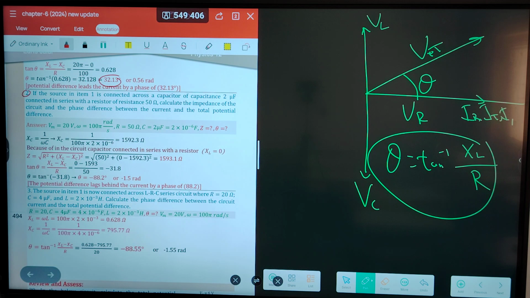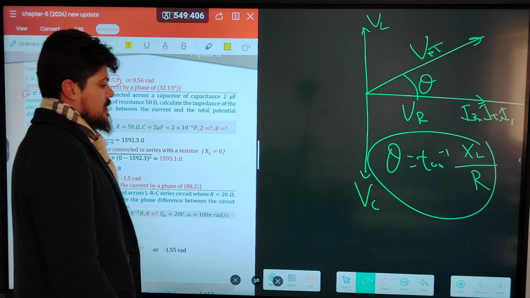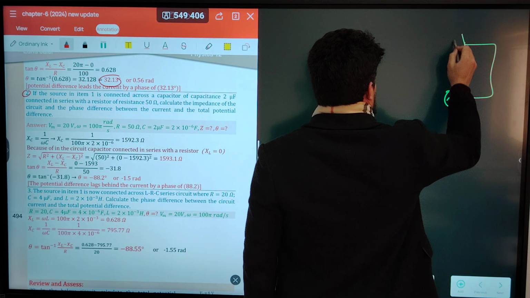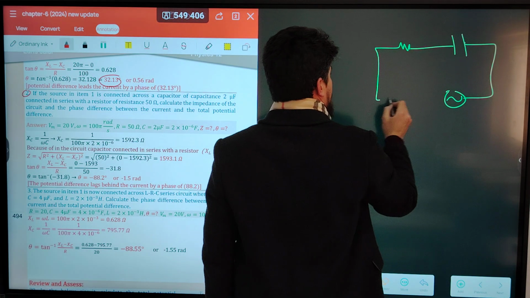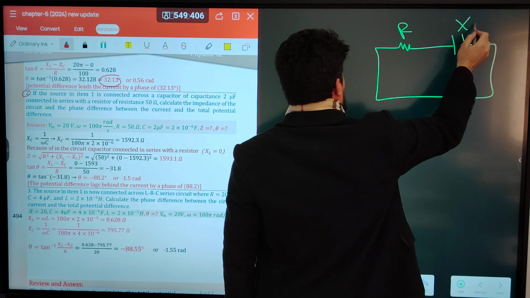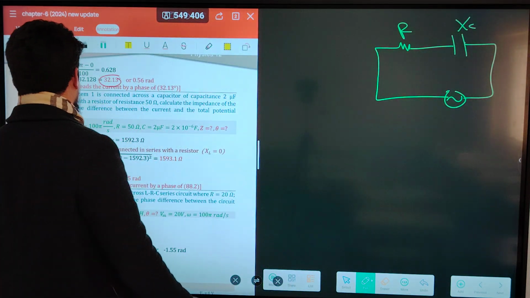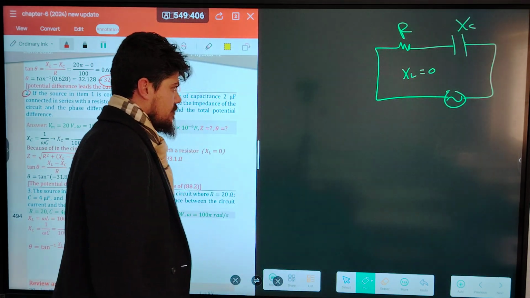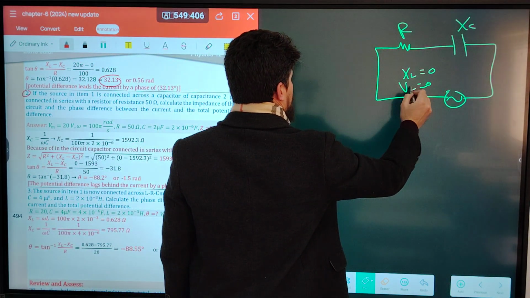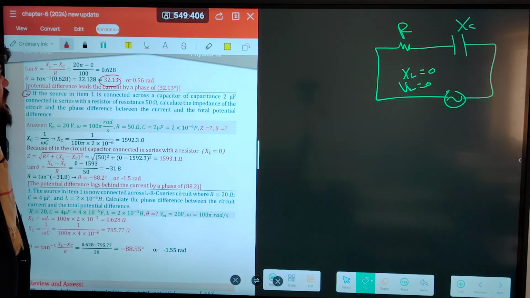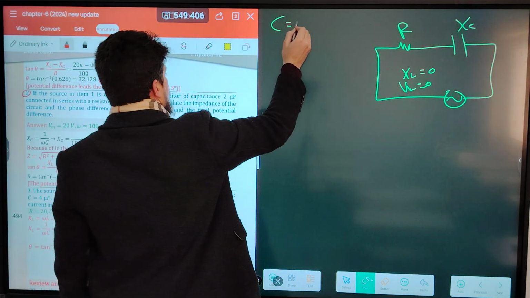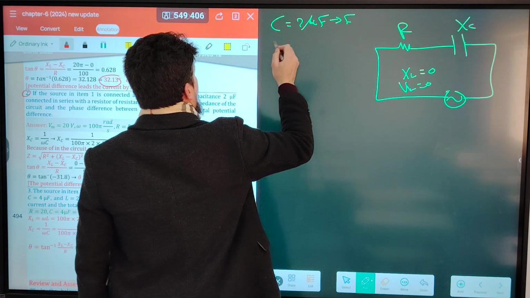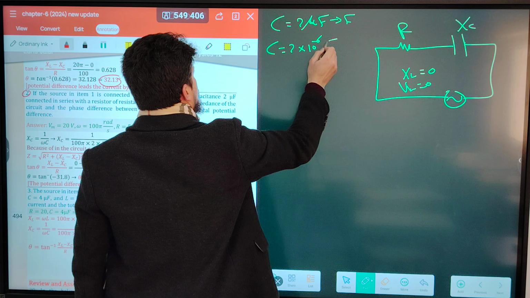Question 2. If the source in item 1 is connected across a capacitor of capacitance, instead of inductance, we have a capacitor with resistance, R, XC. We don't have XL in this circuit. XL is equal to 0, VL is equal to 0. What is unknown? The capacitance is given as 2 microfarad. You have to convert to farad, how? Multiply by 10 power negative 6 farad.